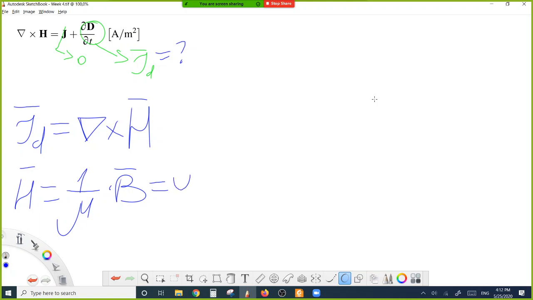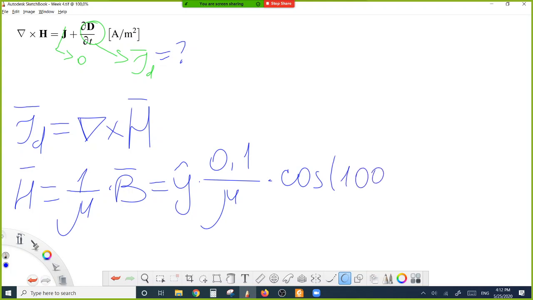H is equal to y multiplied by 0.1 over mu multiplied by cosine 100t multiplied by cosine 5z. This is our H. Now we want to compute the rotor of H.